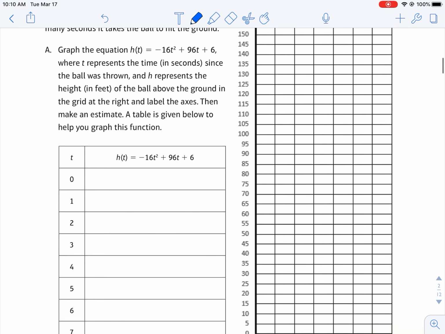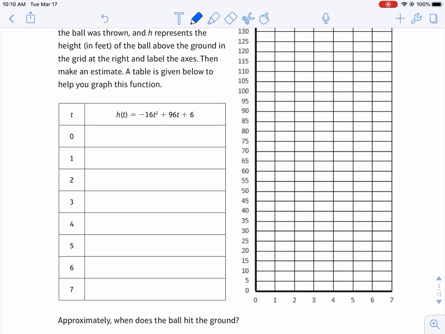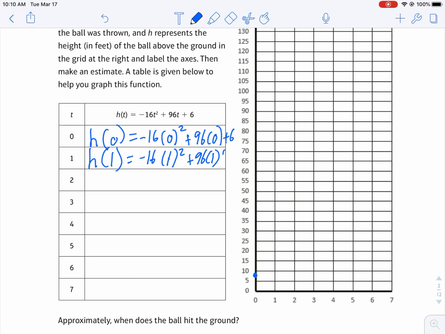To graph the equation, we did that on Desmos already, and in class I told you how to calculate these points by using the function notation. So if I want to calculate after 0 seconds, I'll replace t with 0 because t stands for seconds. So this would be negative 16 times 0 squared plus 96 times 0 plus 6, and that equals 6. So we know our y-intercept is going to be 6. And I have other points here, like h of 1 equals negative 16 times 1 squared plus 96 times 1 plus 6. I believe that equals 86.